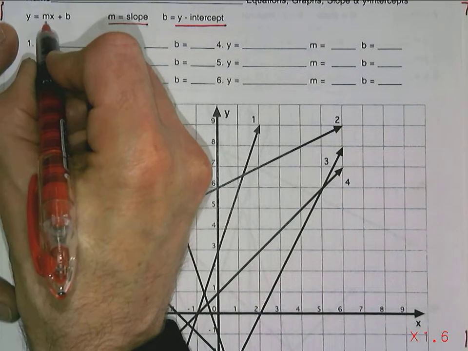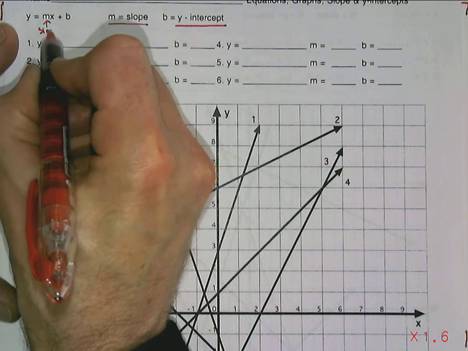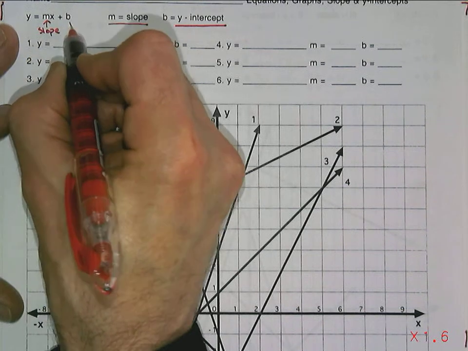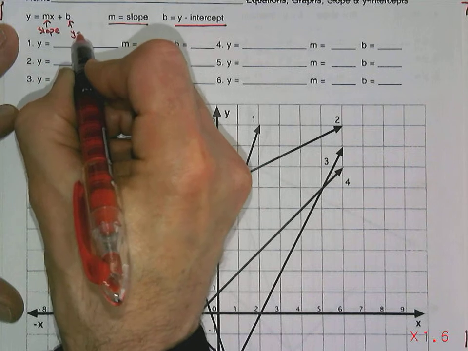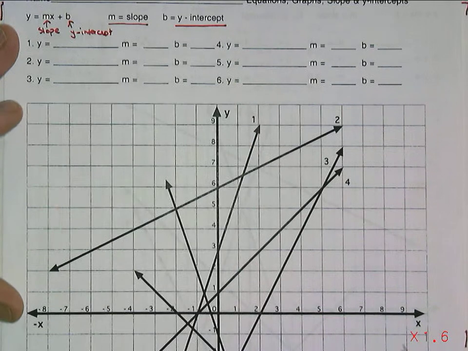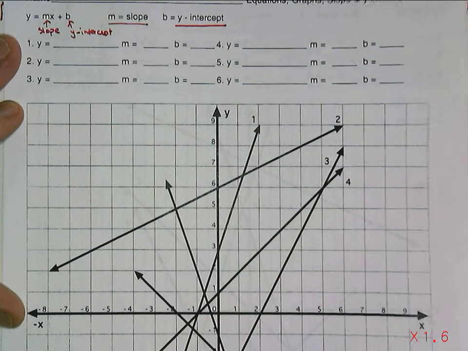Y equals, this is the slope, times x plus whatever the y-intercept is, or minus, it can be a minus 2. So we need slope and y-intercept. Those are the two parts of that equation that we have to find when we're looking at any particular line.